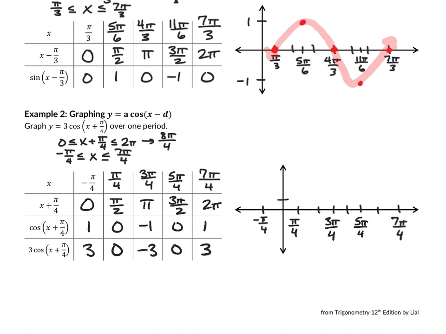So when we plot these points, here's the value 3, here's the value negative 3, we can go ahead and plot the points. So at negative pi over 4, I'm going to be up at 3. At pi over 4, I'll be at 0. And then negative 3, and then back at 0, and then back up at 3. So if I play connect the dots here, our graph for this cosine function, which is shifted to the left, will look something like this.